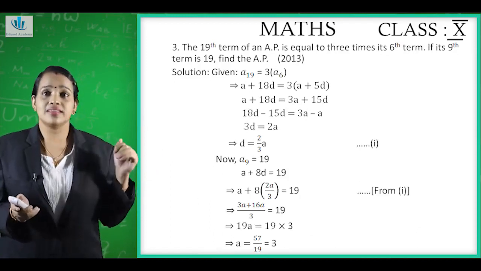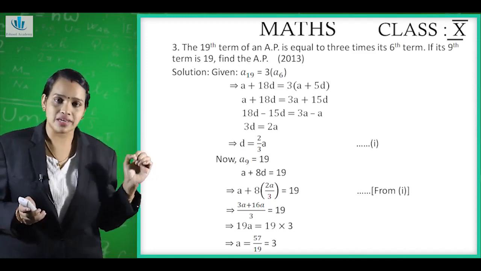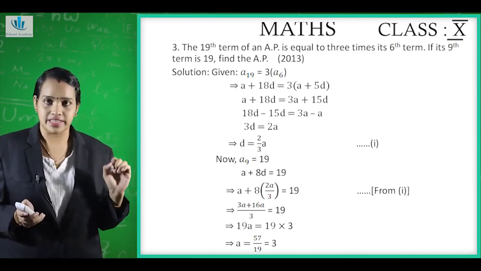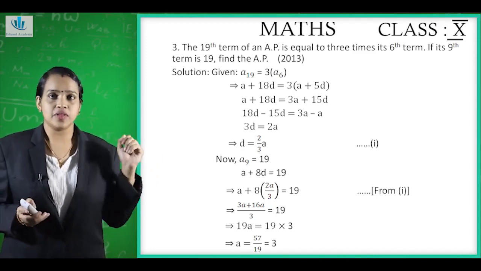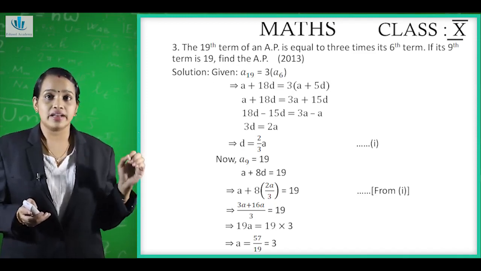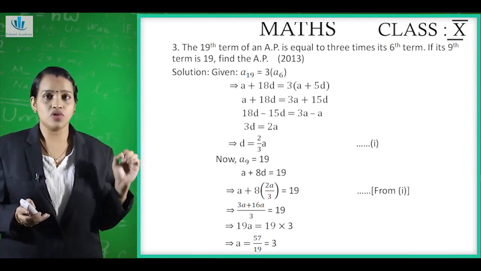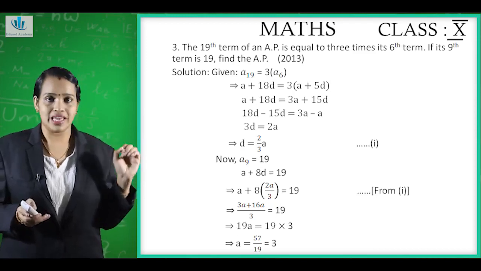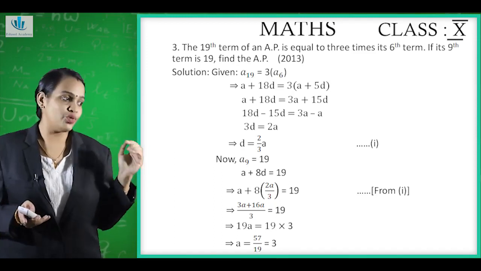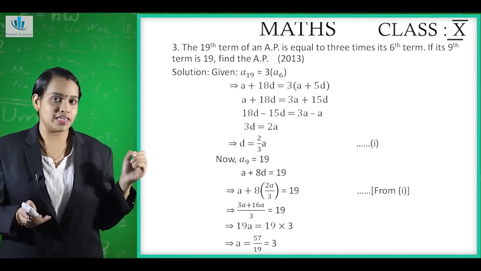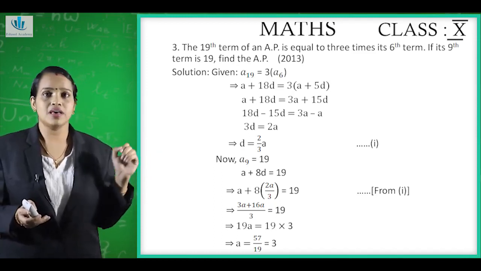Now, the next question is, the 19th term of an AP is equal to 3 times its 6th term. If its 9th term is 19, find the AP. This question has appeared in the year 2013. In the question it is said, its 19th term is equal to 3 times its 6th term. So a19 is equal to 3 into a6. So, a plus 18d is equal to 3 into (a plus 5d). So, a plus 18d, when we open the bracket, is equal to 3a plus 3 into 5d, it becomes 15d.